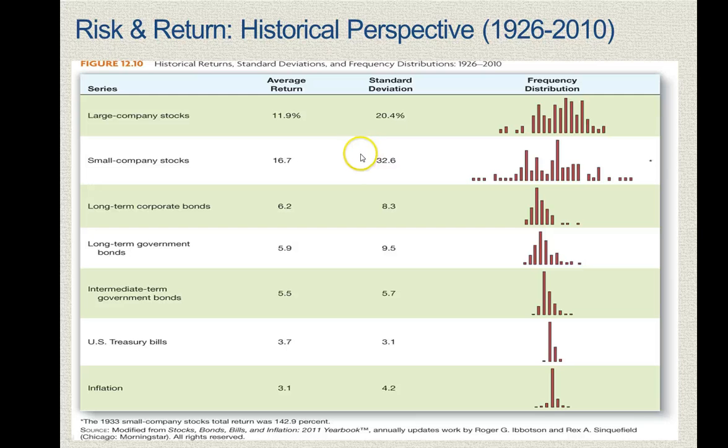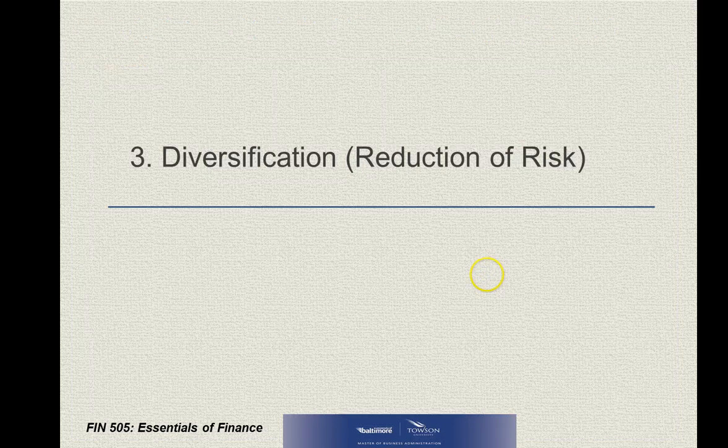Okay, so far we have talked about the meaning of risk and the measure of risk, and we also compared the historical evidence regarding the relationship between risk and return. Because most people don't like risk, but they want a high return. So our next job is to talk about how we can effectively reduce risk. That's what we call diversification.